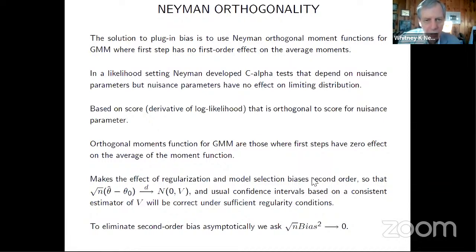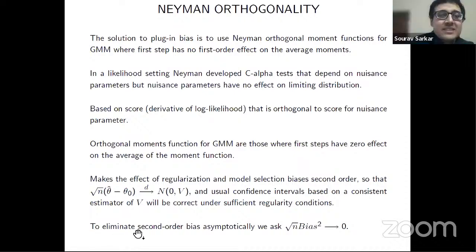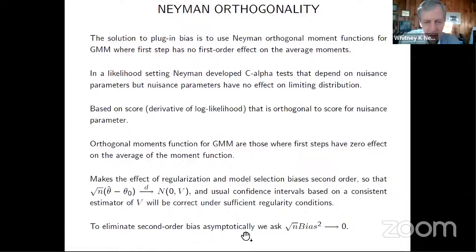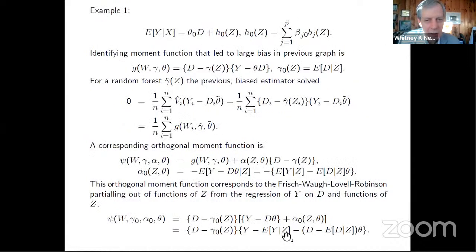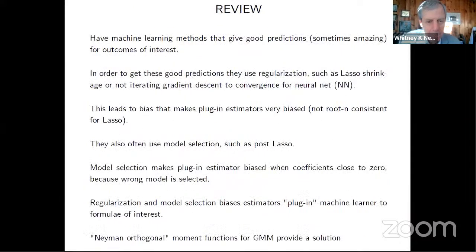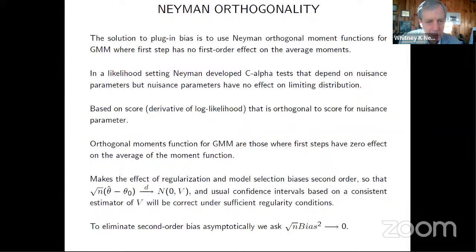We're going to describe a way to debias moment conditions. In fact, it's a general way to do it, and we'll describe that. Now, because you're only eliminating the first order bias, there's still second order bias asymptotically, and so we ask that root n times the bias squared goes to zero. The asymptotic theory contains conditions like that. So these Neyman orthogonal moment conditions remove the bias.